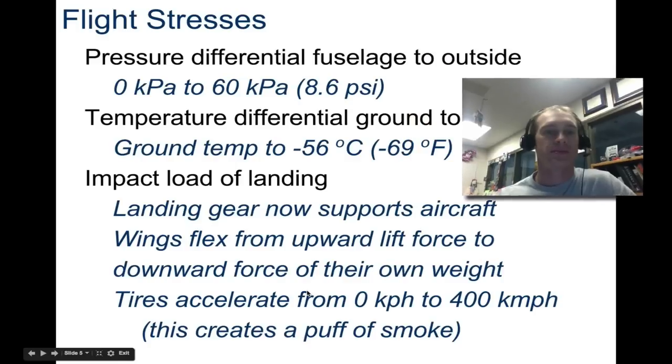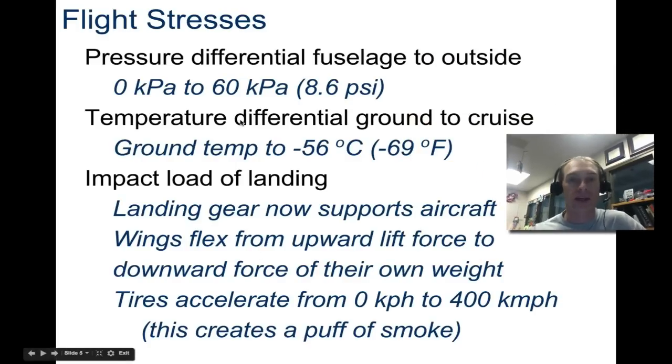it maintained. Some flight stresses that it has to overcome are some pressure differential to the fuselage and outside. We took a look at pressure differentials anywhere from 0 kilopascal to 60 kilopascal. Temperature differentials, ground temperature, which is whatever it is on ground surface that you're at. If you're at the equator, it might be really hot, or if you're flying up to Alaska, it may actually be minus 56 Celsius. It's definitely possible. And then you've seen the temperature lapse rate, where it can get really, really cold as you are flying at high altitudes.